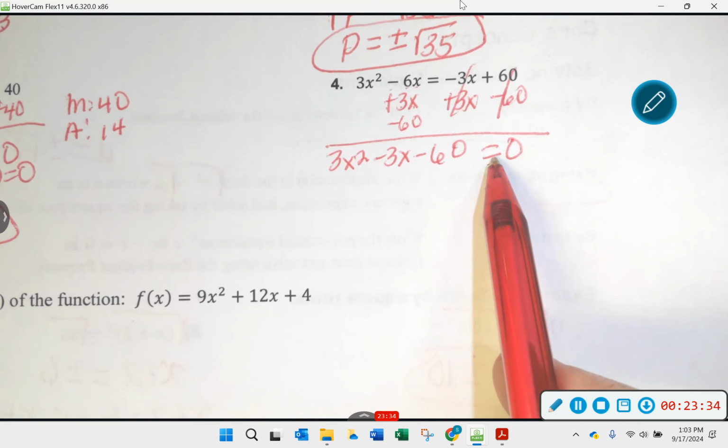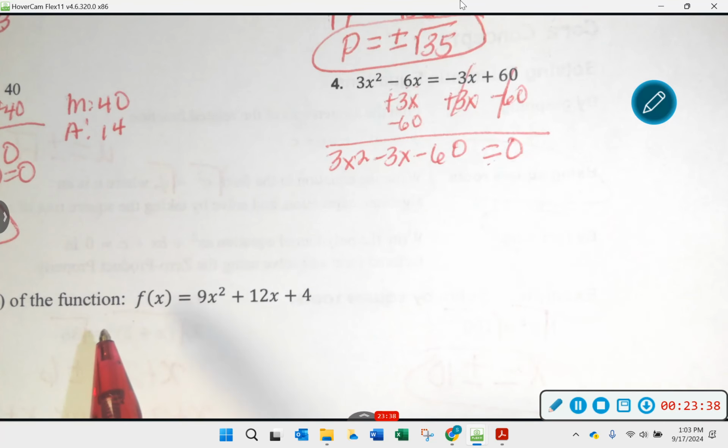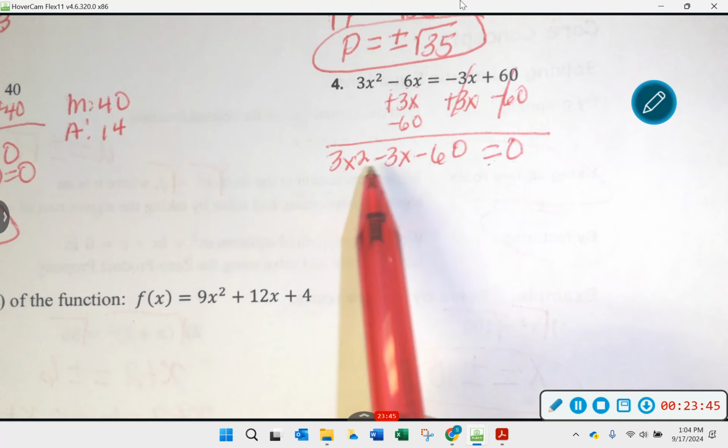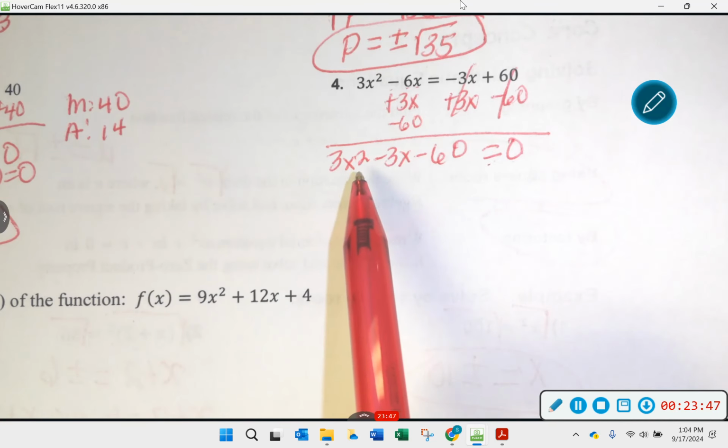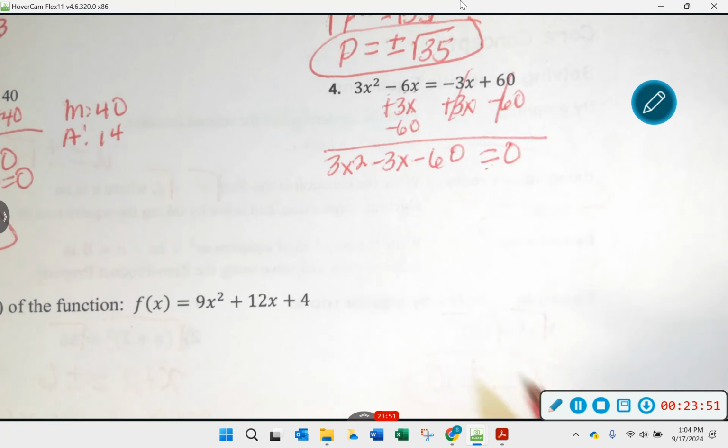If you have an equation, you are allowed to multiply or divide by any number. Number being key, not variables. You can't divide or multiply by x, but you can multiply or divide by any constant. So what can all of these be divided by? So just do that.